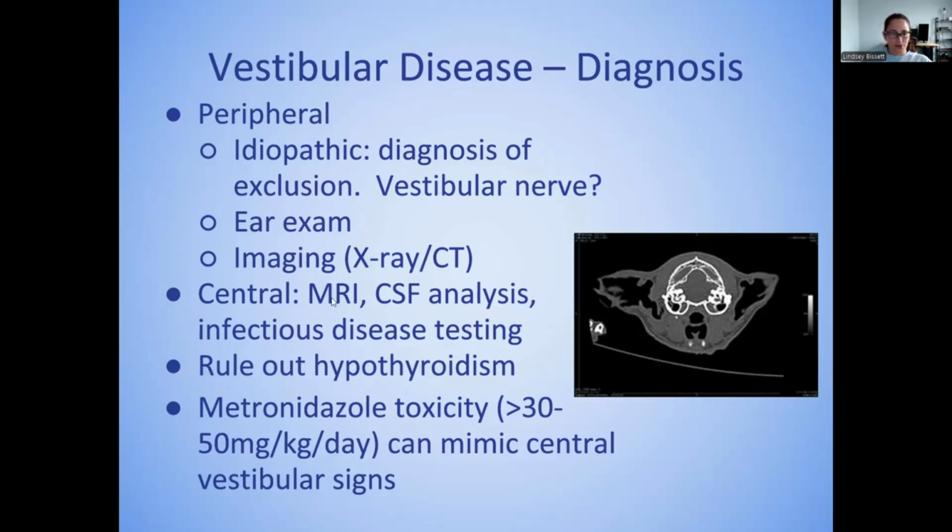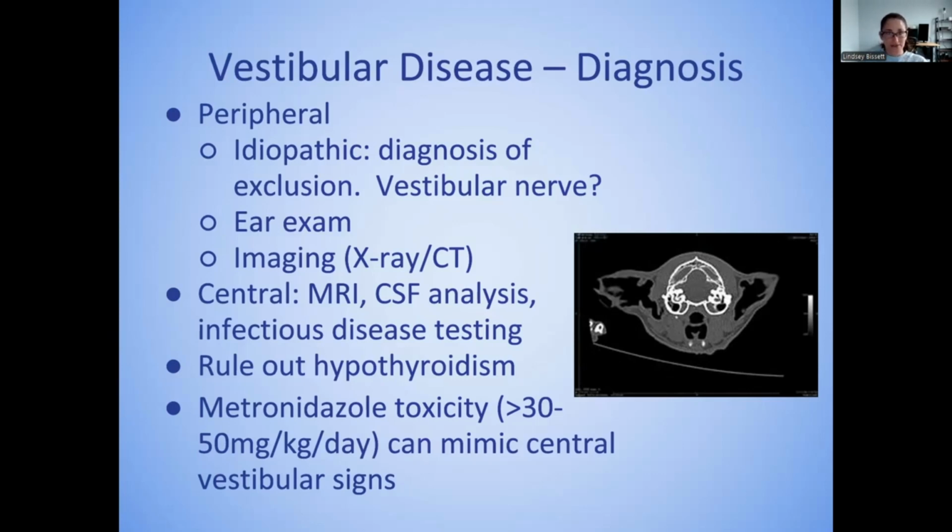To rule out central nervous system disease, of course, the best thing is going to be MRI, looking for an exact lesion. CSF analysis, looking for excess proteins and cells that shouldn't be there, whether neoplastic or immune cells, as well as infectious disease testing. So we're thinking about toxoplasma, neospora, and some other weird friends that like to hang out in the brain. It's always good to rule out hypothyroidism in these guys as well, especially if you're not getting any other results elsewhere. And that's a very easy test to be able to rule out hypothyroidism.